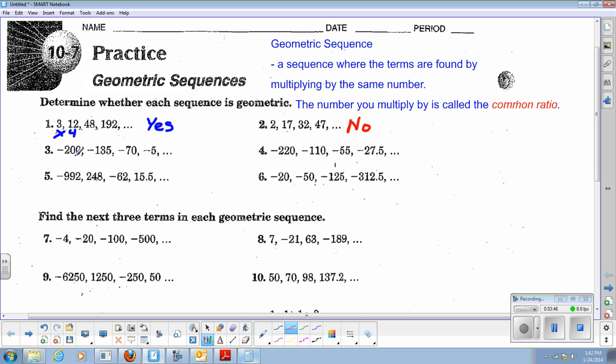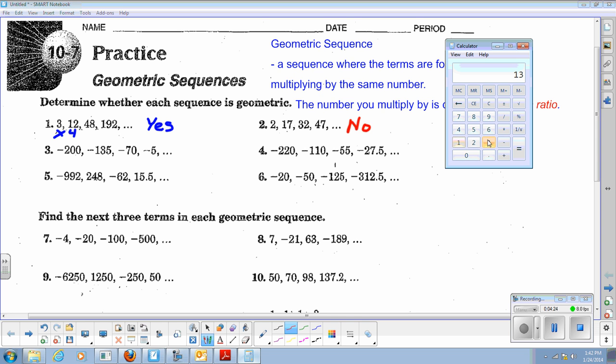Well, the numbers are going down. So I go from negative 200, negative 135, negative 70, negative 5. So it's actually not that I'm going down, but it looks like it might be dividing. I'm not sure. Well, let's see. If you go from negative 200 to negative 135, is there something I can multiply by? If I don't know it off the top of my head, I want you to take your calculator, and we're going to take the second number, negative 135. The first number was multiplied by something to get the second number, so we've got to work it backwards. We'll take the second number divided by the first number.